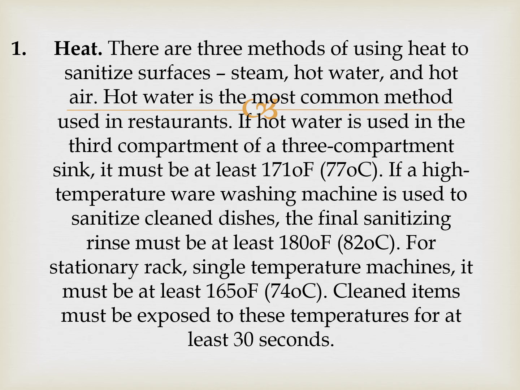If a high-temperature washing machine is used to sanitize clean dishes, the final sanitizing rinse must be at least 180 Fahrenheit or 82 degrees Celsius. For stationary rack, single-temperature machines, it must be at least 165 Fahrenheit or 74 degrees Celsius. Cleaned items must be exposed to these temperatures for at least 30 seconds.